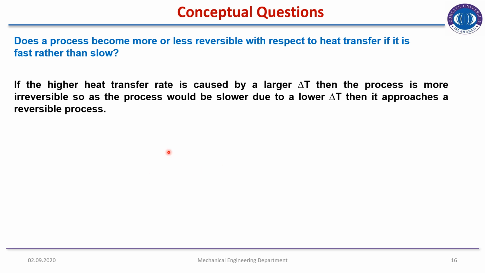So it suggests that if we have heat transfer across a greater temperature difference, let's suppose from 500 degrees centigrade to 200 degrees centigrade, there will be a heat transfer. In the second scenario, we have heat transfer between 500 degrees centigrade and 500.001 degrees centigrade. There will also be a heat transfer, but the latter would be much closer to a reversible process. So the delta T, or temperature difference, defines the reversibility or irreversibility of the process.